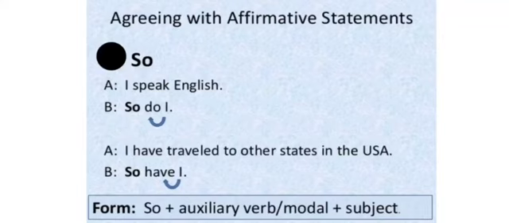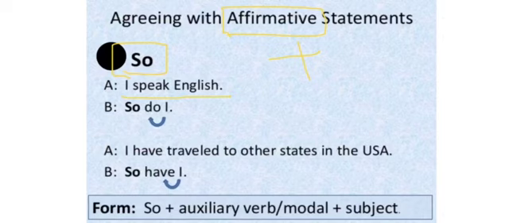Let's start with the first type of this grammar, which is agreeing with affirmative statements. Affirmative means positive statements, which do not contain the word not. So if the statement does not contain the word not, this is called an affirmative statement. So you need to use the word so to start your agreeing statements. Look at this: I speak English. This is an affirmative statement because it does not contain the word not.